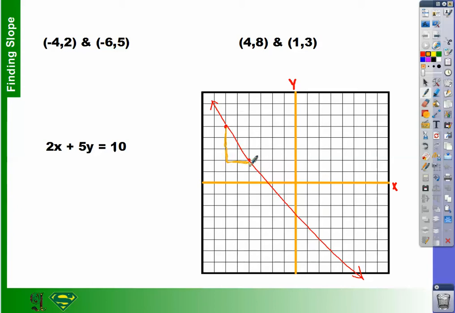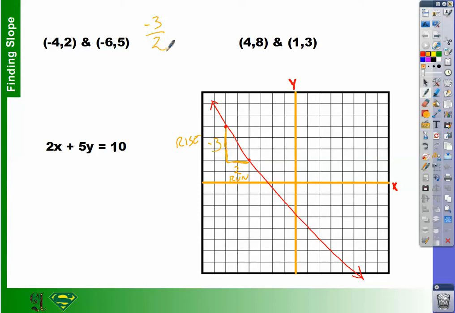So what is my rise in this case? What is my rise? 3. It is not 3. But that is a common mistake. It's -3 because we're going down. So we have a rise of -3. And I'll label this as rise. So what is our run? It would be 2. So our slope for the line that goes through these points would be -3 over 2.